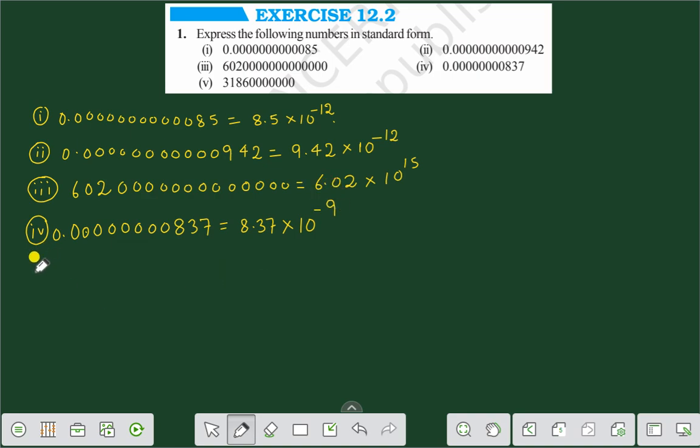To solve question number 5. Question number 5 is 3 1 8 6. How many zeros? 1 2 3 4 5 6 7 zeros. That will equal 3.186.